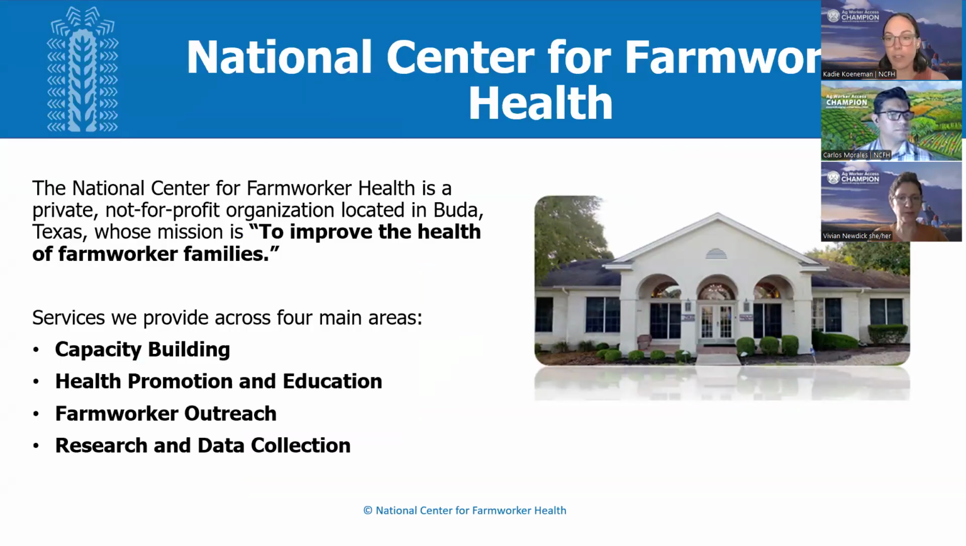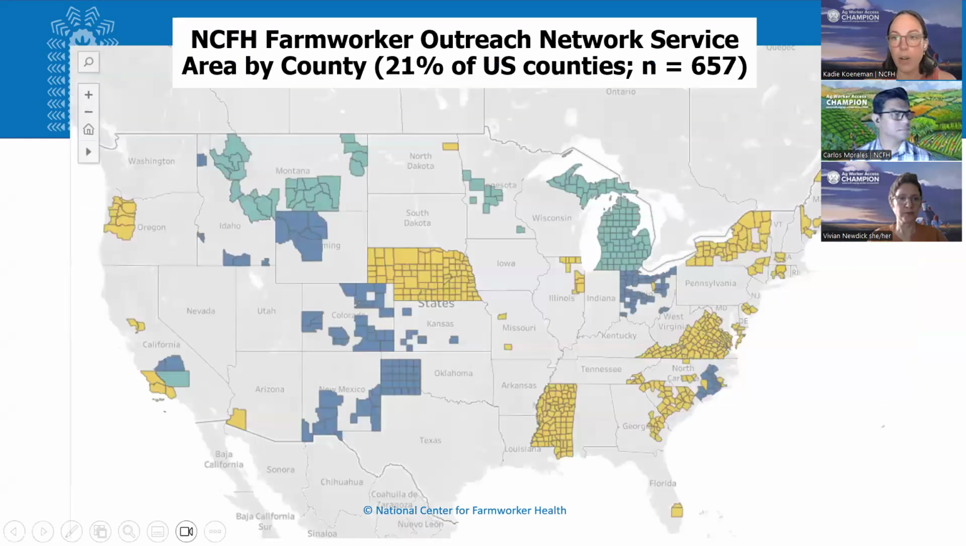For those of you who may not be familiar with the National Center for Farm Worker Health, NCFH, we are a private nonprofit organization located outside of Austin in Buda, Texas. And our mission is to improve the health of farm worker families. And we do this by providing services across four main areas: capacity building, health promotion and education, farm worker outreach, and research and data collection. And through our outreach and research and data collection, NCFH currently has H5N1 and COVID outreach partners across the country in 21% of US counties. This map shows a visual of our partners across the United States.